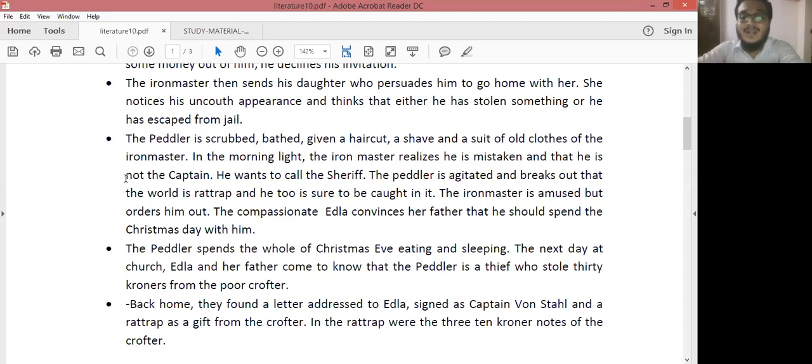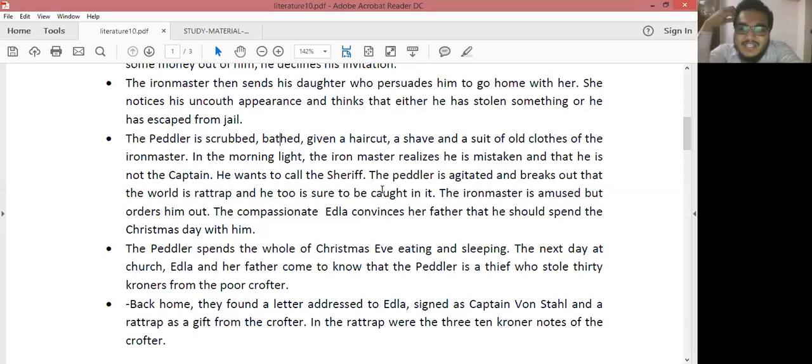So what he said is that he is not the captain. He wants to call the sheriff. He wants to call the police. And before going to the court, to the jail, see what happened? Before they hang you till death, I have said in the class, what happens? They ask, what's your last wish?